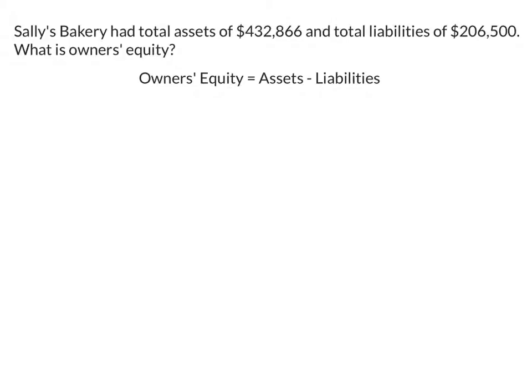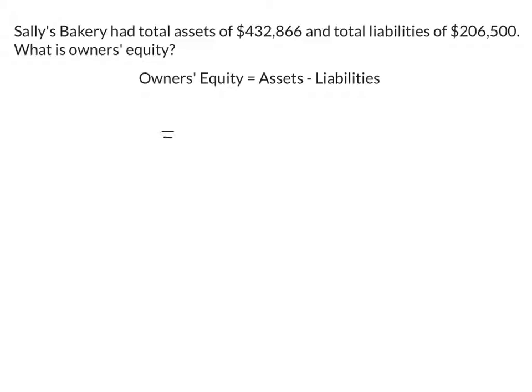Sally's Bakery had total assets of $432,866 and total liabilities of $206,500. What is owner's equity? Owner's equity is also referred to as the net worth, and this is found by taking the total assets and subtracting the total liabilities.